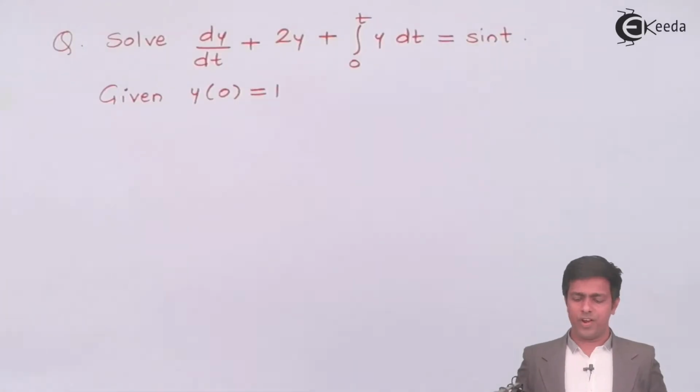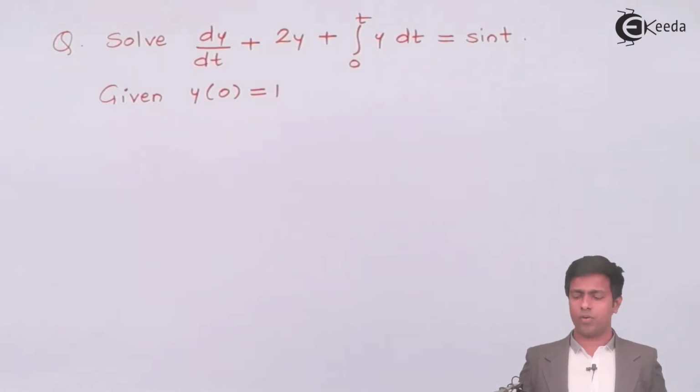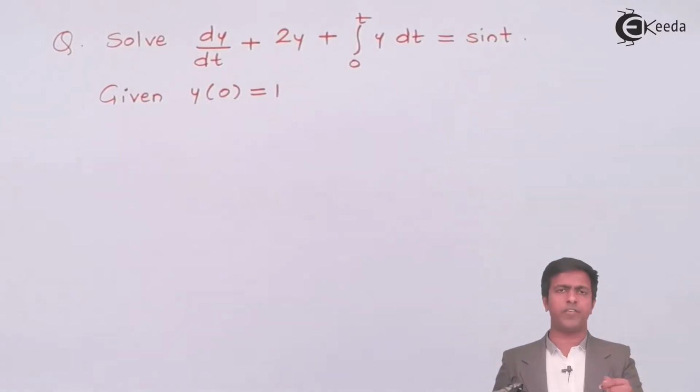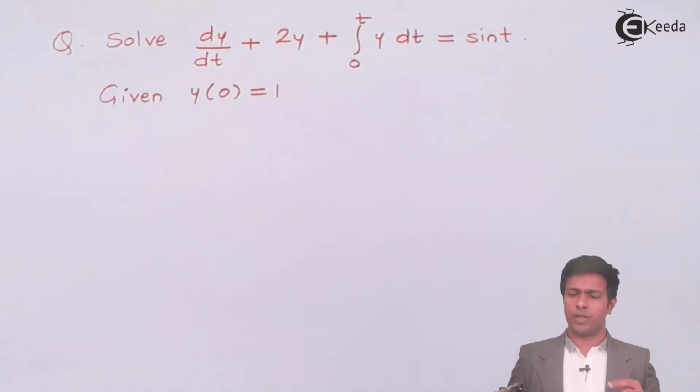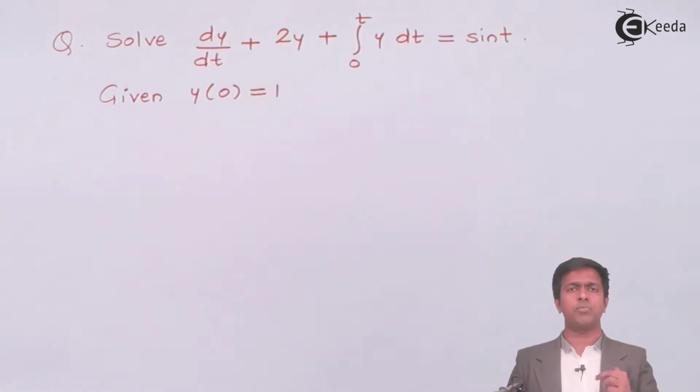So here we have to solve dy by dt plus 2y plus integral from 0 to t y dt equal to sin t. It means we have to solve the differential equation and get the value of y as a function of t, because in this given differential equation y is a dependent variable on t and t is an independent variable. It means our final answer is going to be y in terms of t.